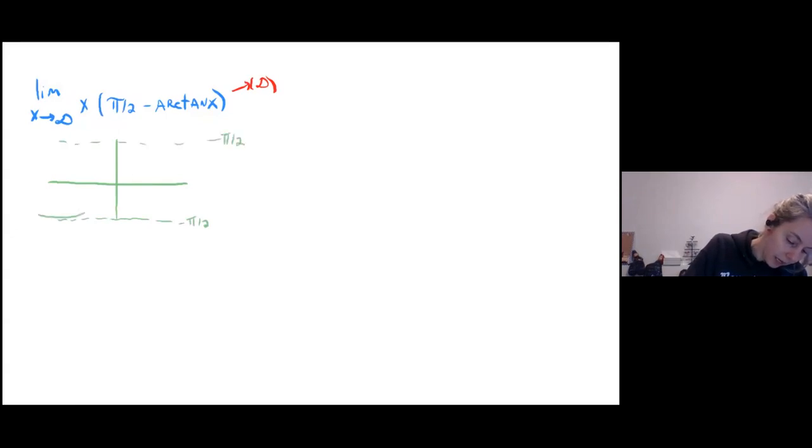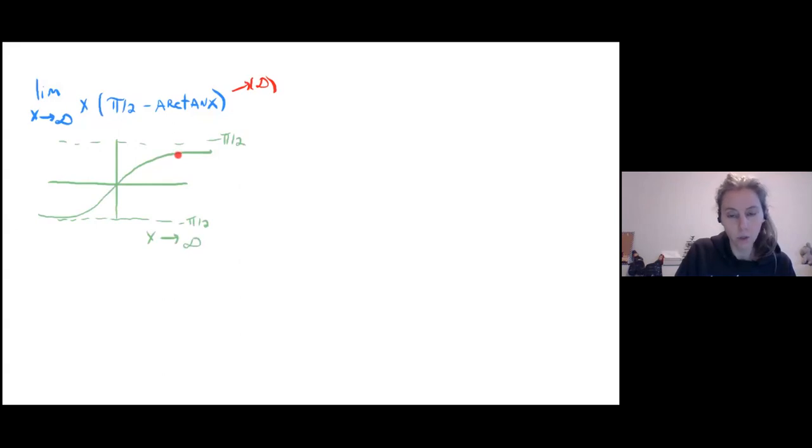And it kind of looks something like that. So what we can see is that as x is going to infinity, my arctan function is getting closer and closer and closer to pi over 2. So in other words, this is like pi over 2 minus pi over 2, which, hey, is 0. So this is infinity times 0.